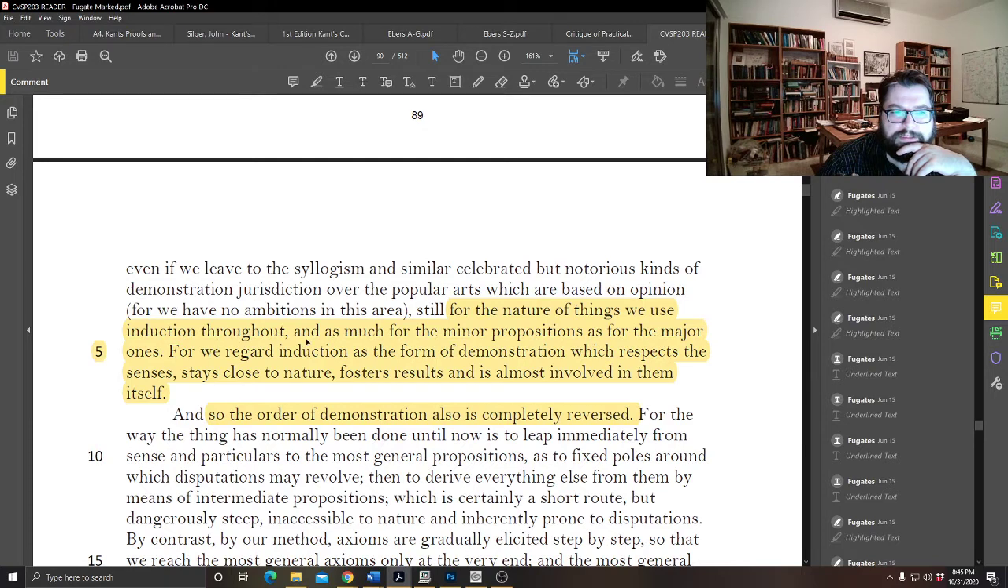So for the nature of things, we use induction throughout, and as much for the minor propositions as for the major ones. What does he mean here? What are these minor and major propositions? Well, a typical, cliche syllogism that people give is: all men are mortal, Socrates is a man, therefore Socrates is mortal. The idea there is all men, concept A, are mortal, C. It connects the class of all men with the property or predicate of being mortal. And then it says Socrates, some individual thing, is a man, so falls under that all men.